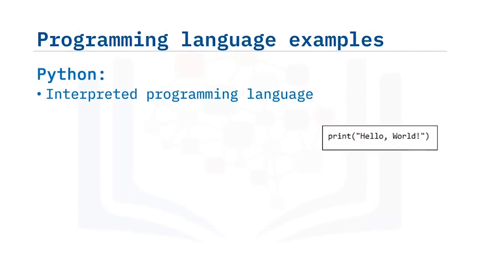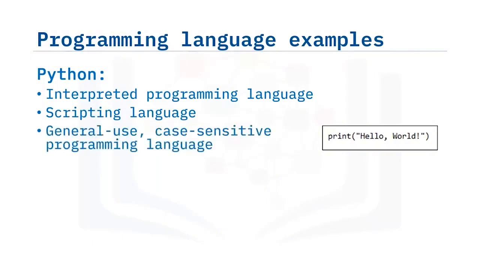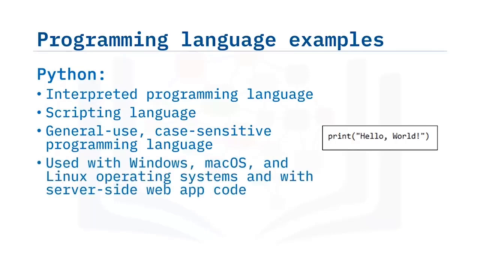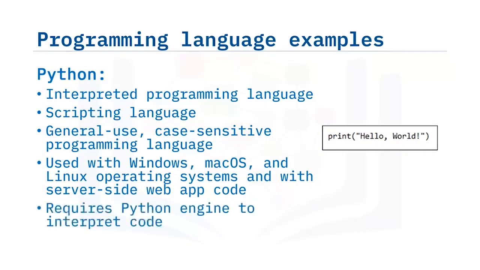Python is an example of an interpreted programming language. It is also referred to as a scripting language. Python is a popular general-use case-sensitive programming language. It is used with Windows, Mac OS, and Linux operating systems, and with server-side web app code. And it requires the Python engine to interpret code.